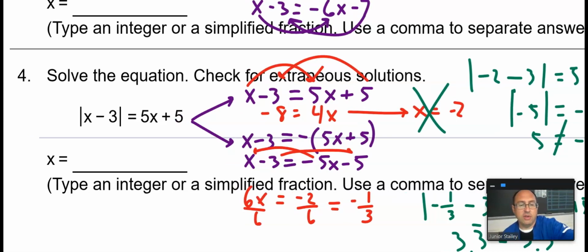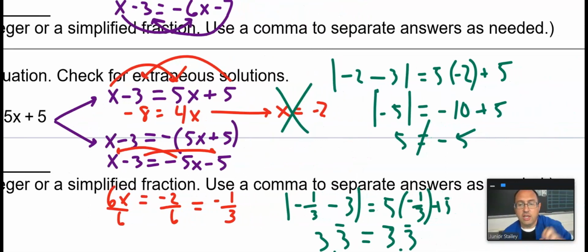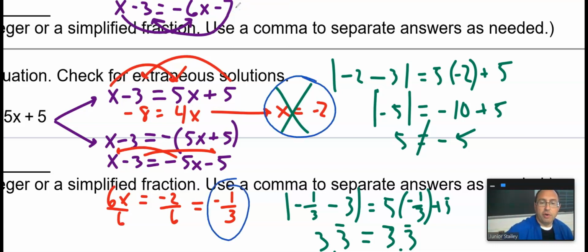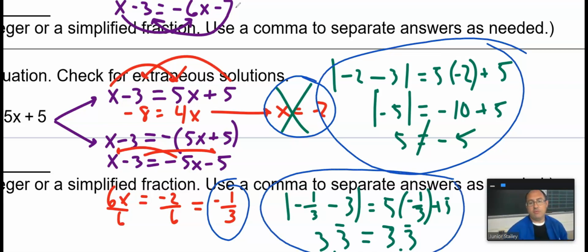There's the question, the original question. Its absolute value is already isolated, so you can split it into its two equations. Then you can solve them, and you end up with negative 2 as one of your answers, and negative 1/3. And then when I went through the process of checking for extraneous solutions, I realized that negative 2 was a bad one. Negative 1/3 was the only good one out of the bunch.